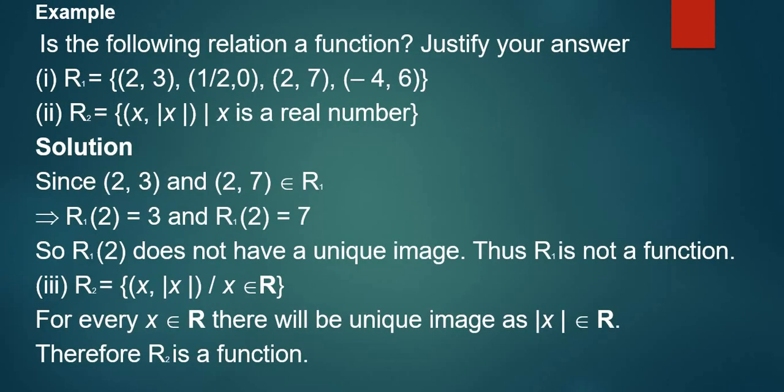The next example is the following relation. Is the relation a function? Answer. There is R1 is equal to (1, 2), (3, 1), (2, 3), (2, 7), (-4, 6).